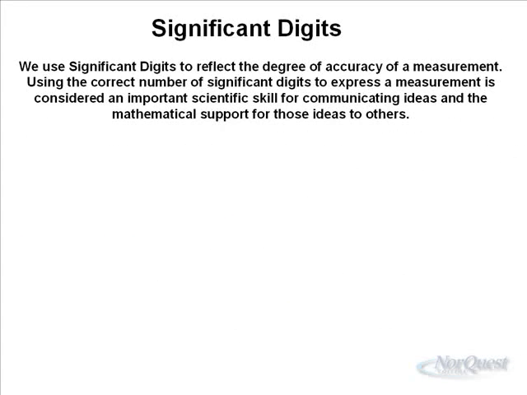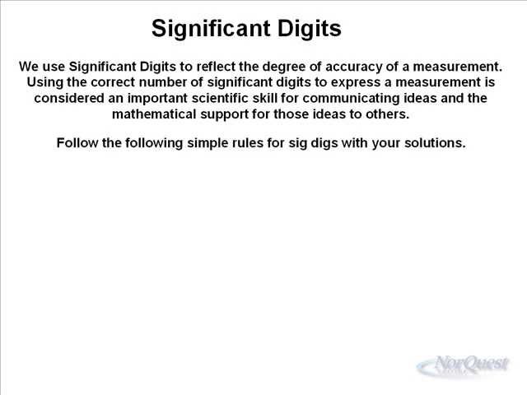All right, so we use significant digits to reflect the degree of accuracy of a measurement. Using the correct number of sig digs to express a measurement is considered an important scientific skill. All right, so if we're all speaking the same language scientifically, then it makes a little more sense to everybody that reads it. We know that if you said 3 sig digs, that means the same to you as it does to somebody halfway across the world. So here's the rules for significant digits, and we're going to follow them. It's not a huge deal, but it's important to be consistent with others.